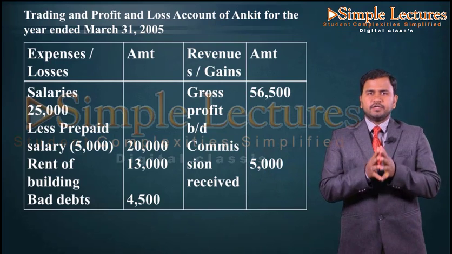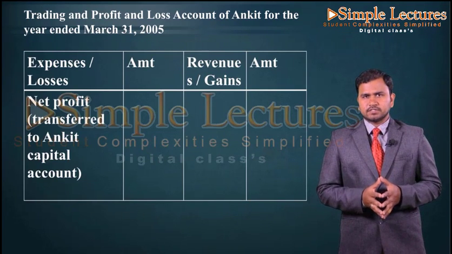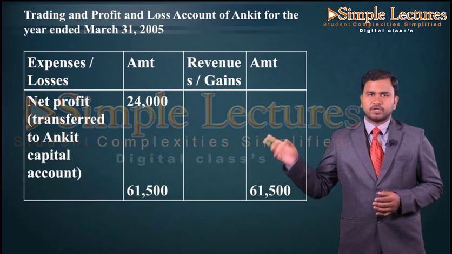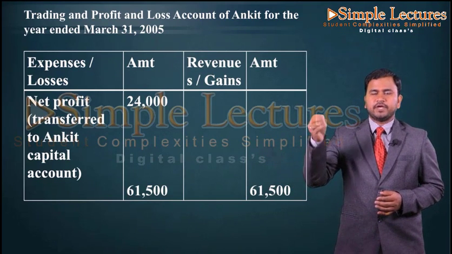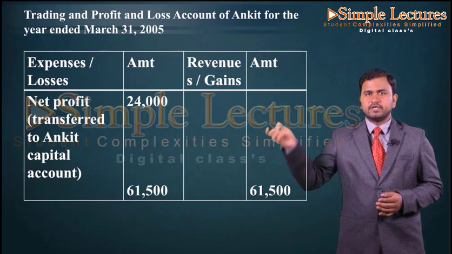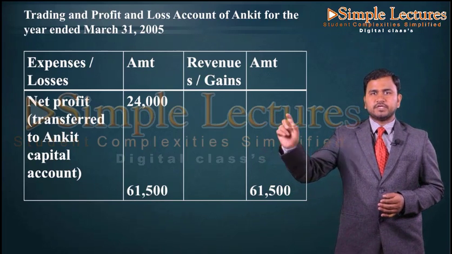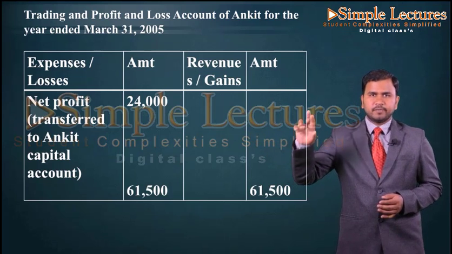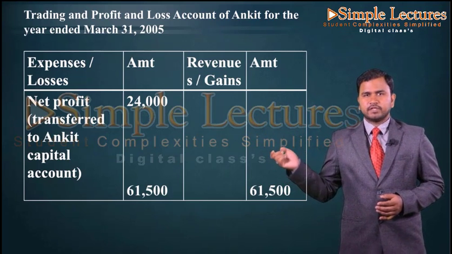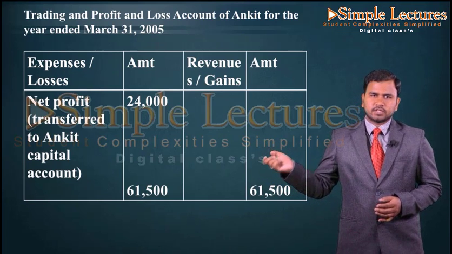So where previously the profit was 19,000, now the profit will become 24,000. Because for the salary we paid 25,000, it became 20,000. The excess 5,000 is meant for the next year, it will be carried to the next year. So in this year it will be added to the income, where the net profit became 24,000.